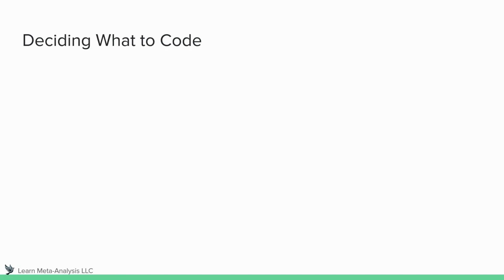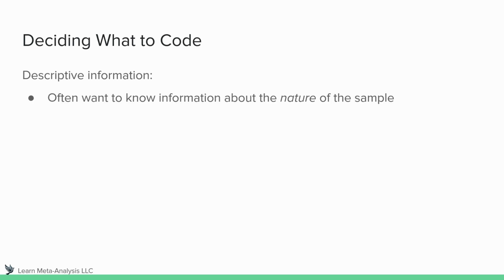So let's go through each one of these things, and the first question that I'm often asked is, how do I know what to code, right? It's kind of a loaded question, but let me give you some examples. First and foremost, regardless of the type of review, we usually have some sort of descriptive information. This is the information that gives us some background and tells us about the nature of the sample. So this would often be like the publication year or the type of publication that it was, whether it was a journal article, conference proceeding, or a book chapter.